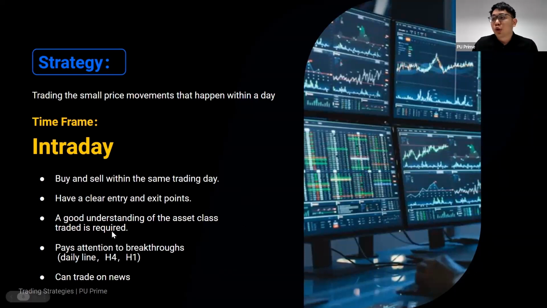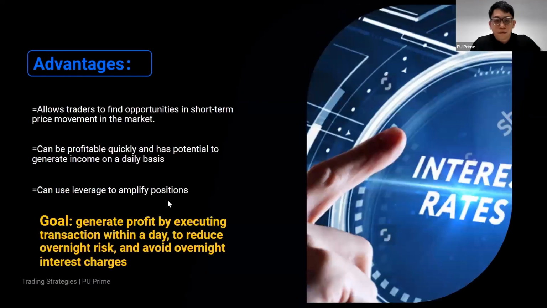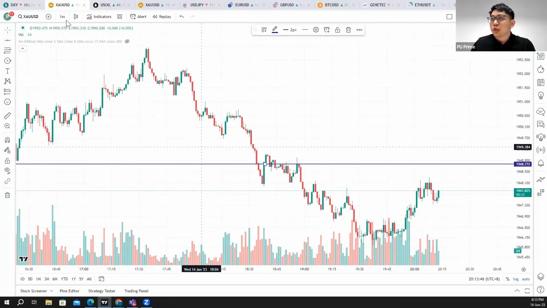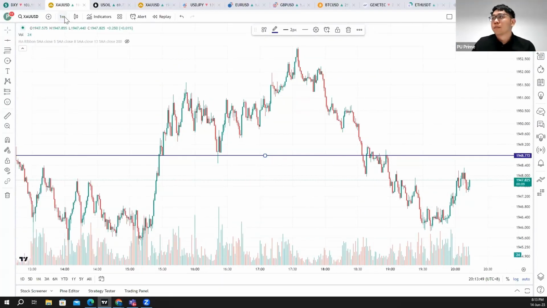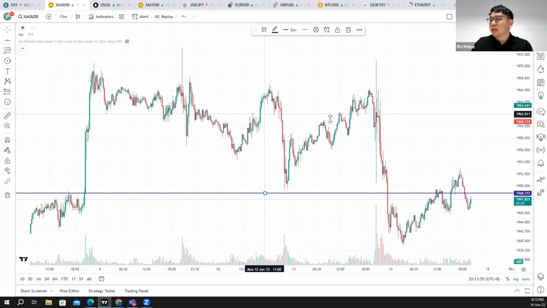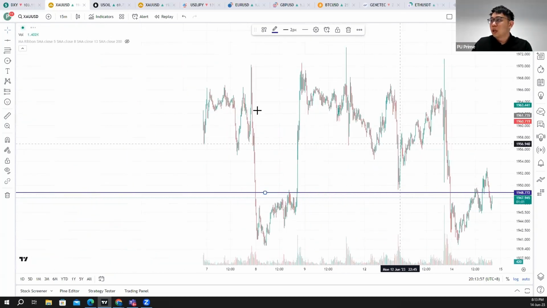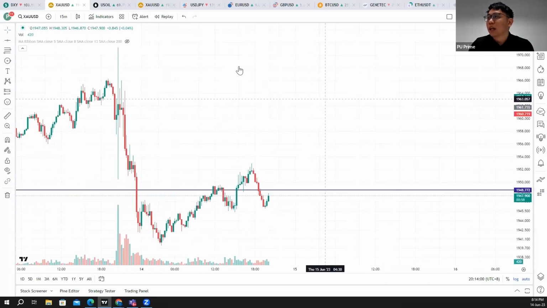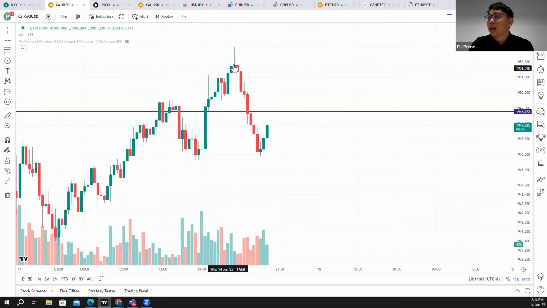So we will have to use a longer time frame for the chart, and also you can trade on the news. So for example, just now we used a 1 minute time frame, and now we can use, let's say, 15 minutes to 1 hour. It's the same.